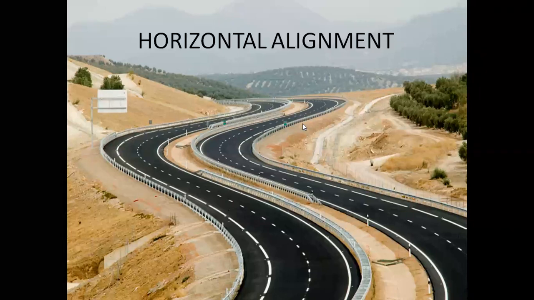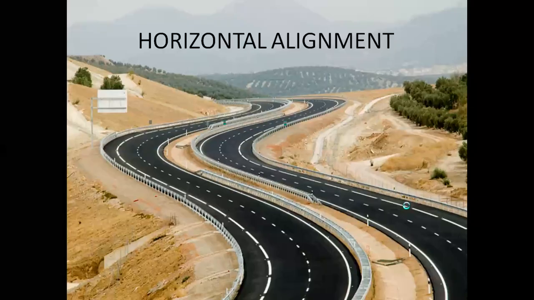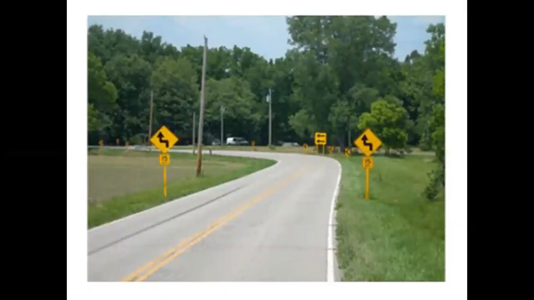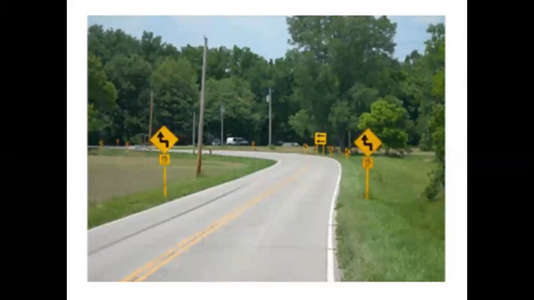Why are we providing these horizontal curves or horizontal alignment? What is the purpose of providing that? Mainly to provide a change in direction, correct? So you are coming on a straight approach road. If you want to take a turn, you provide a change in direction with respect to the center line of the road, right?